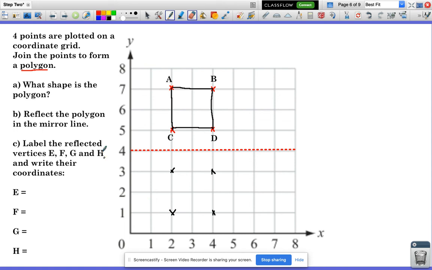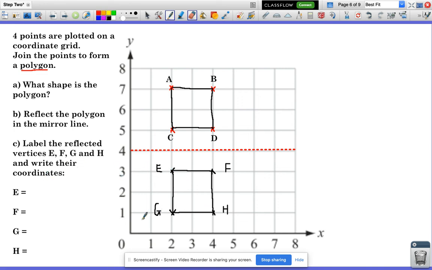So label the reflected vertices E, F, G, and H. And I need to join up my points because it did say reflect the polygon and not just the coordinates. There we go. Now write the coordinates.